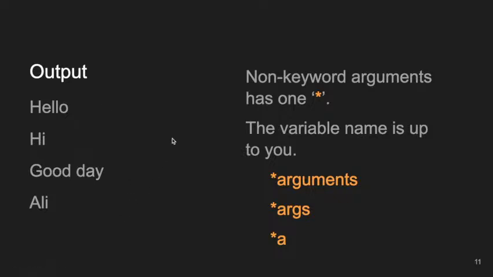Now you will notice that the name does not matter. What matters is that the non-keyword argument has 1 star before the name. So you put 1 star and then the name. It can be arguments, it can be args, it can just be a. All of them would work just fine.